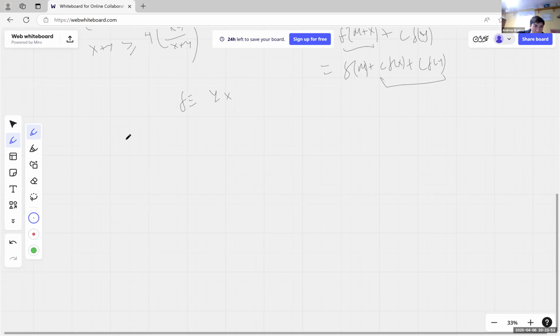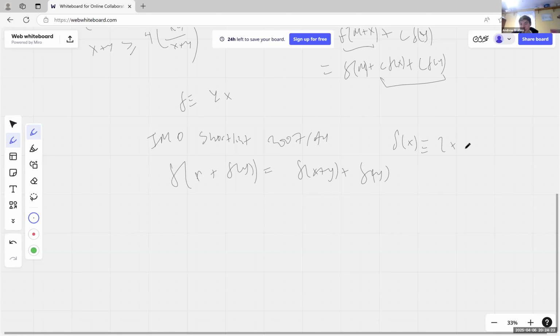Now, the second question comes from IMO Shortlist 2007. And this one says f of (x plus f of y) is equal to f of (x plus y) plus f of y. Now, looking at this, you can kind of guess that the function f of x is always equal to 2x, right? This would make sense if you plug it in.